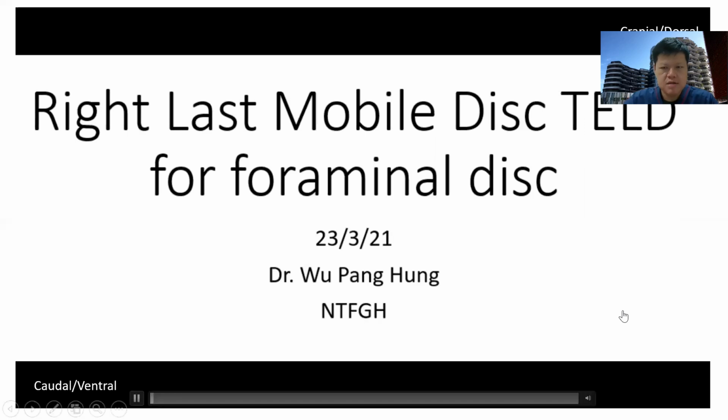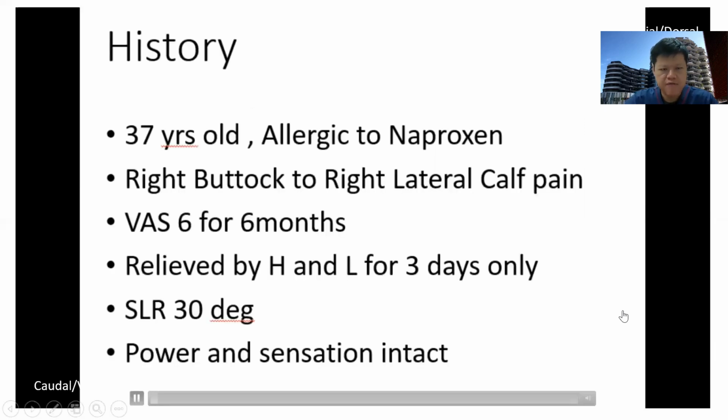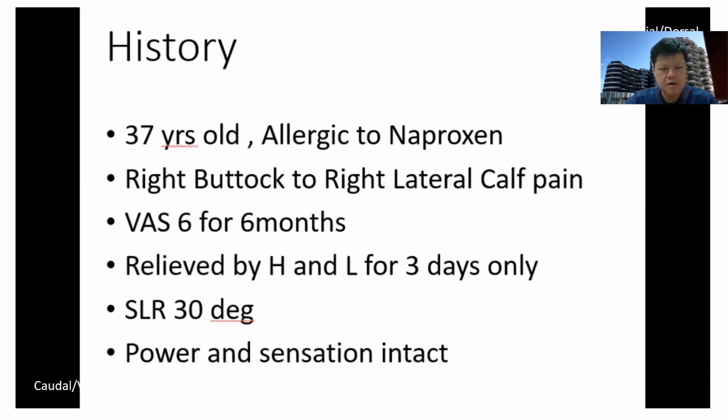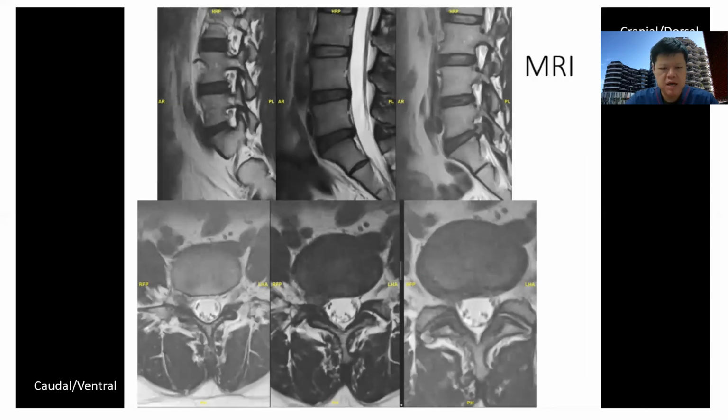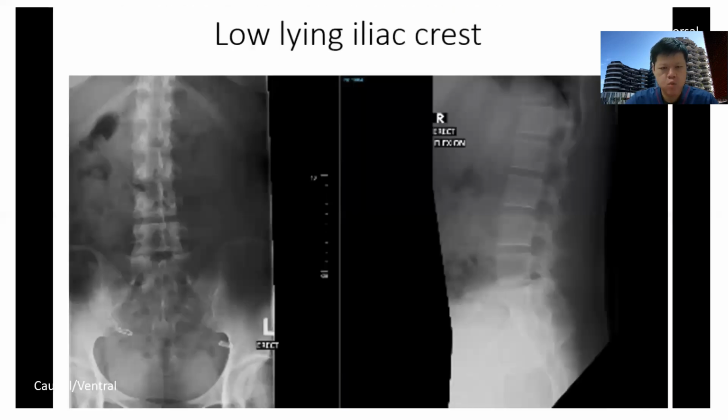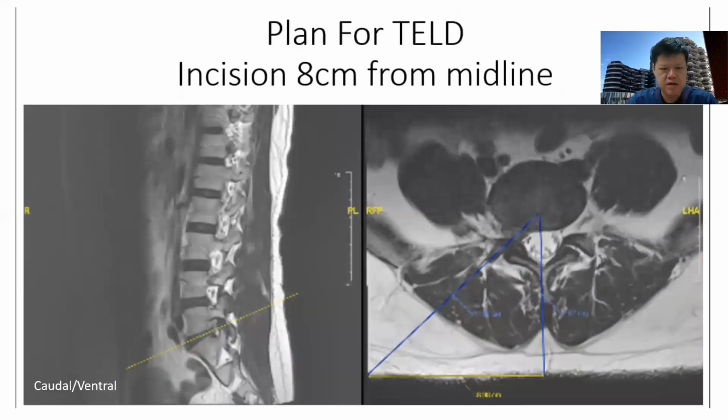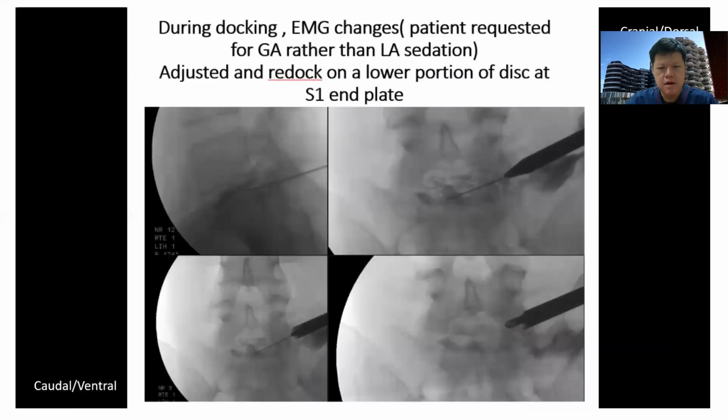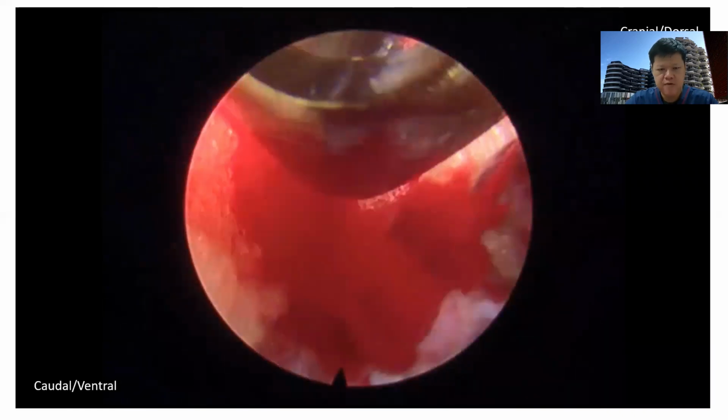So to discuss the case of a right L5S1 mobile disc: a 37-year-old who has right sciatica with a straight leg raise of 30 degrees and a foraminal disc in the right L5S1 region. She had pain relief from a selective nerve root block for only 3 days, and the pain recurred, failing conservative treatment. I applied my trajectory as described just now, and we did a transforaminal approach for this patient. It was 8 cm from the midline.